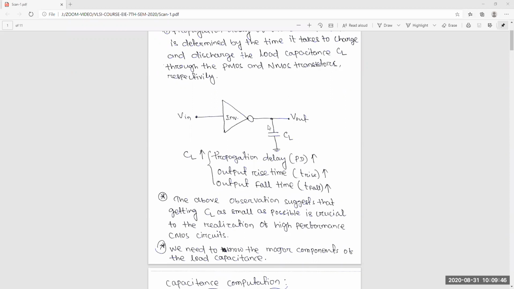If this load capacitance increases, what will happen? Your charging and discharging time will increase. If the charging and discharging time increase, then definitely the propagation delay, the delay of this inverter, will increase. Similarly, rise time and fall time also increase. So you can see, if the load capacitance CL increases, then propagation delay, output rise time, and output fall time all increase. Did you understand this part or not?